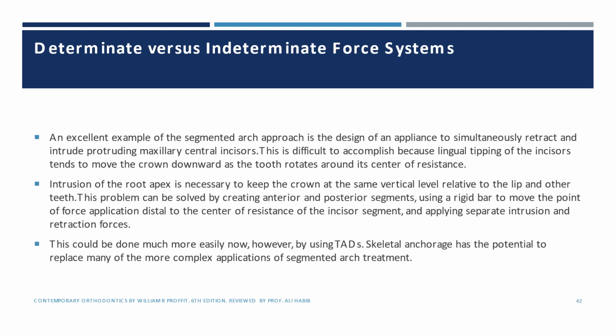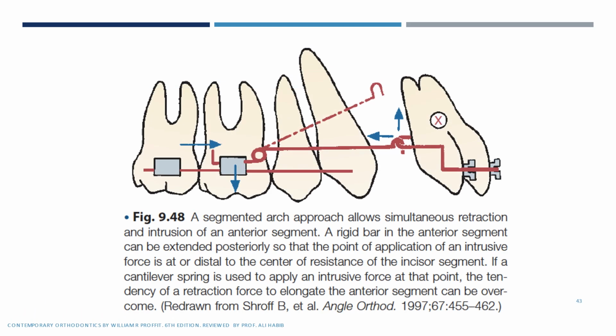Example: simultaneous retraction and intrusion. Why is it important? Because most of the time when we do sliding and en masse retraction, we expect the incisors to tip while we're moving them lingually. They will tip and the incisors might extrude a little bit, which is sometimes considered an undesirable effect. So what is designed here? Let me show you the design of the appliance.